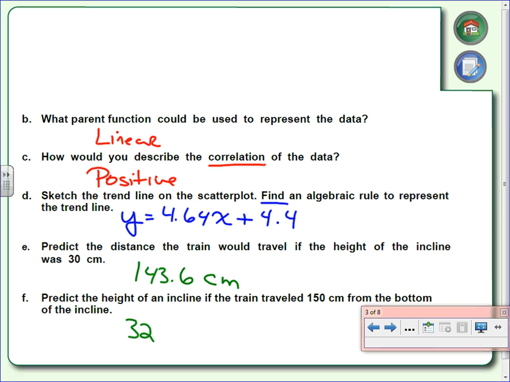And that's the whole purpose, guys. That's the whole purpose of finding this trend line here. Once we have that trend line, it helps us make predictions. That way we don't have to do everything by hand.